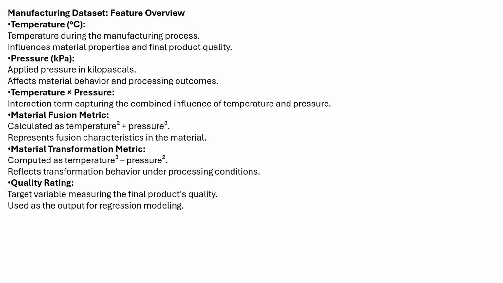It includes 6 key features. We have temperature, which affects material properties, and pressure, which influences process outcomes. There's also an interaction term, temperature times pressure, to capture joint effects. 2 engineered metrics are included: the material fusion metric, calculated as temperature squared plus pressure cubed, and the material transformation metric, defined as temperature cubed minus pressure squared. Finally, the quality rating is our target value, measuring the overall performance of the final product.